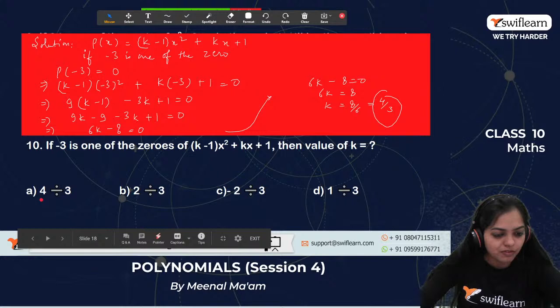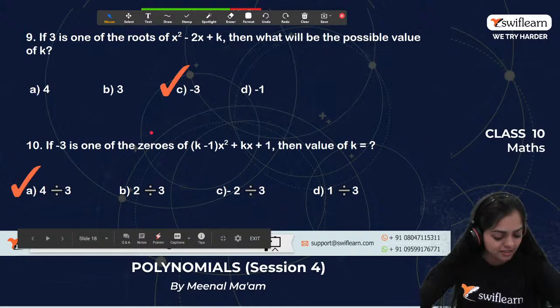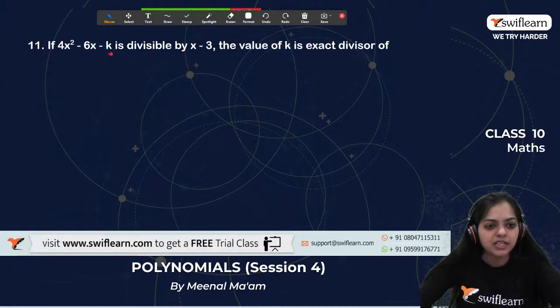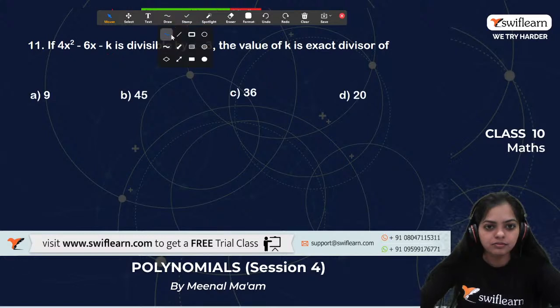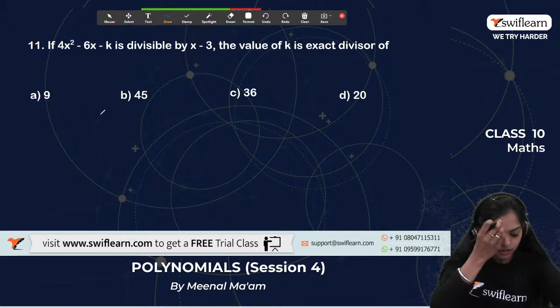Okay. Alright, so ready for the next question? Yes. Okay, so let's have a look over the next question, and here is question number 11. If 4x square minus 6x minus k is divisible by x minus 3, then the value of k is an exact divisor of what? And these are the options.